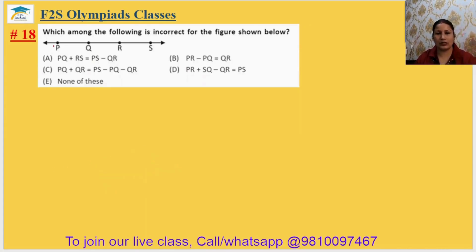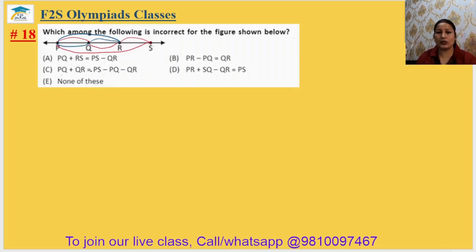Come to question number 18. Which among the following is incorrect for the figure shown below? PQ plus RS, this is PQ and this is RS, should be equal to PS minus QR. So this is PS and minus QR. Yes, if you subtract it then these two remain, correct. Okay. Now PR, this is your PR minus PQ. If we subtract this PQ, we will be left with QR. It is correct. Okay.